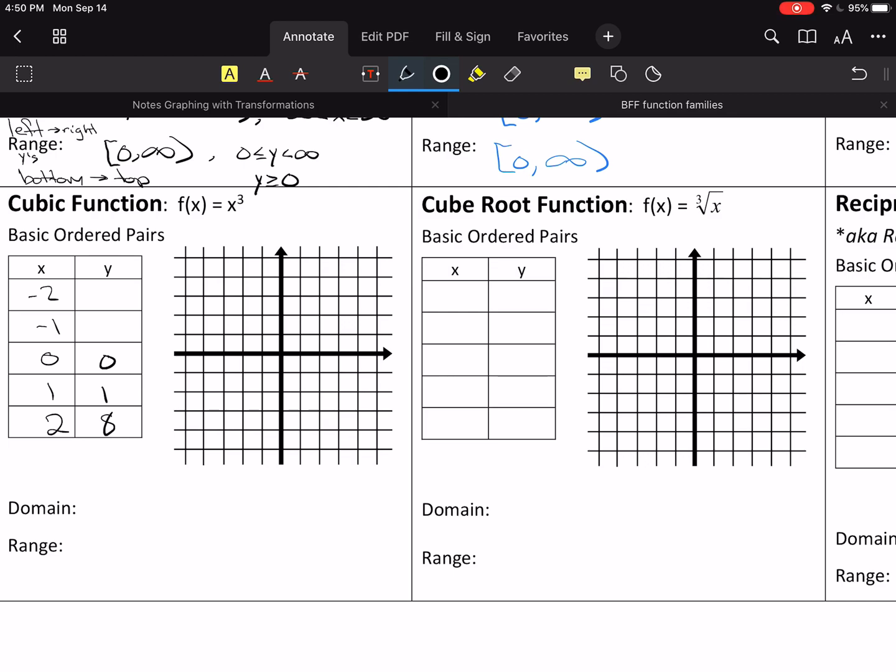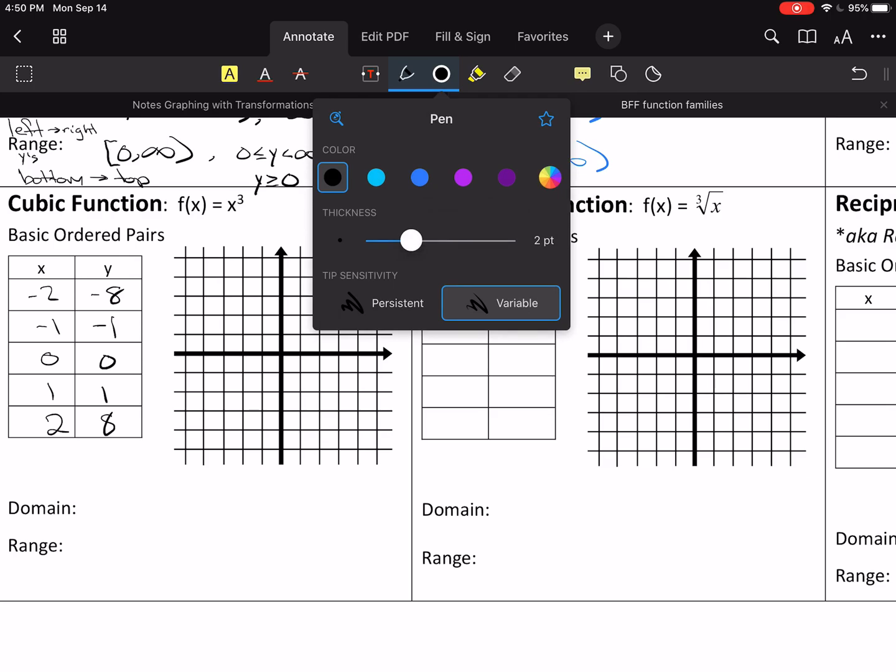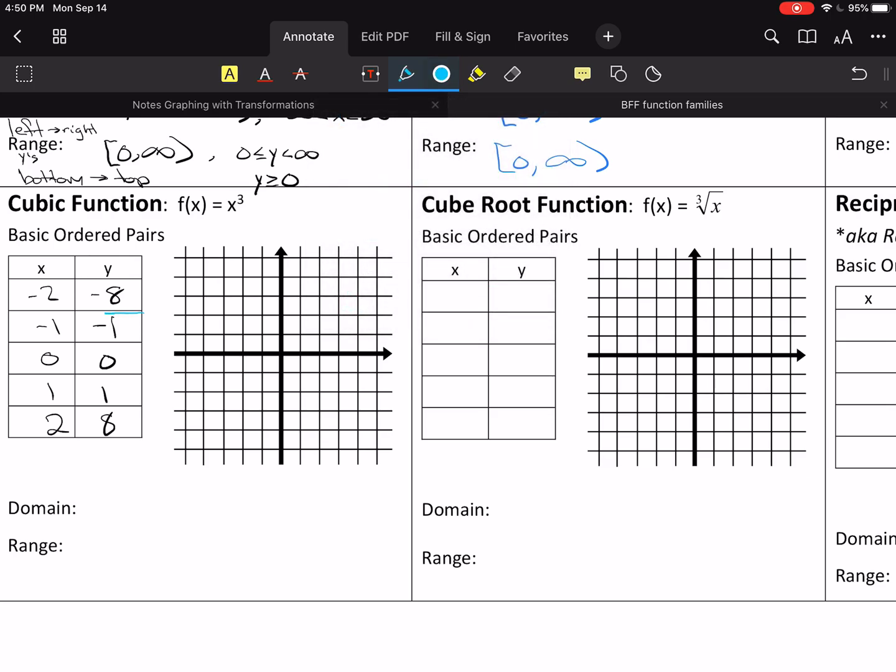That will give me negative answers. So negative 1 to the third power would be negative 1. Negative 2 to the third power, negative 8. Now, when I go to graph these, I only want to focus on what I call the big three. Those big 3 points are the only ones that I really need to focus on when I'm graphing cubics. So (0, 0), (1, 1), (-1, -1). It's always going to give me that tiny line segment.